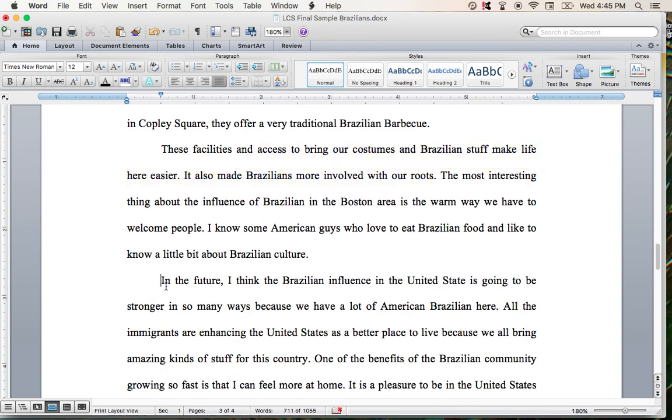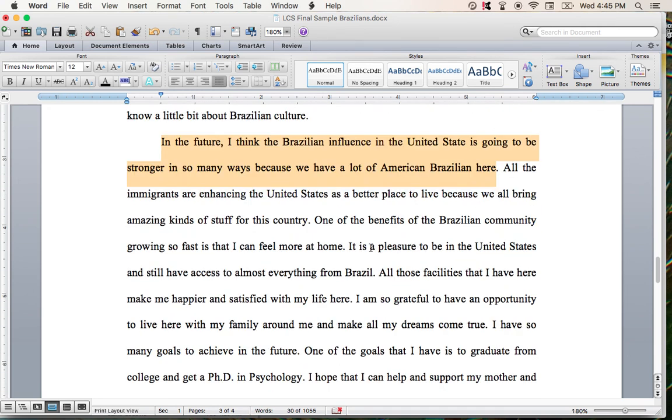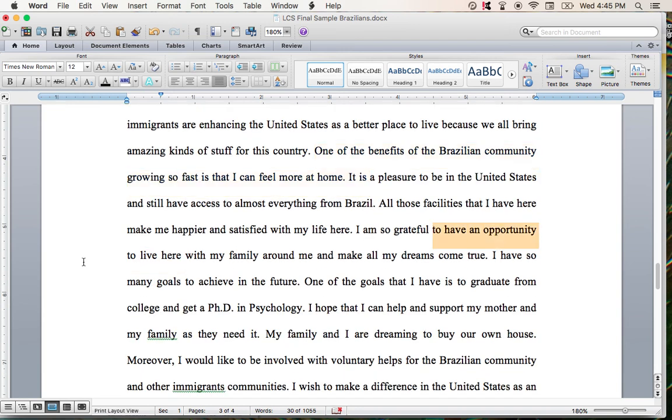And then she has a paragraph about the future. In the future, I think the Brazilian influence in the US is going to be stronger in so many ways because we have a lot of American Brazilians here. One of the benefits of the Brazilian community growing so fast is that I can feel more at home. I'm so grateful to have an opportunity to live here with my family around me and make all my dreams come true. I have so many goals to achieve in the future.